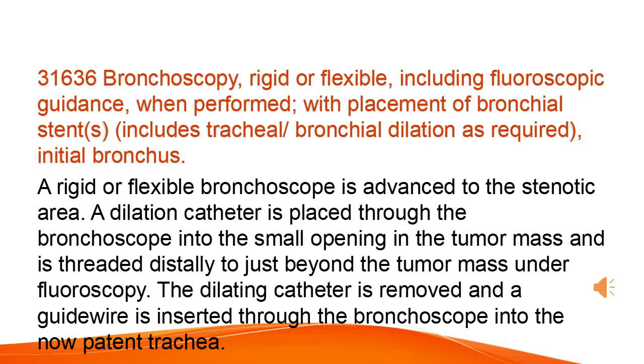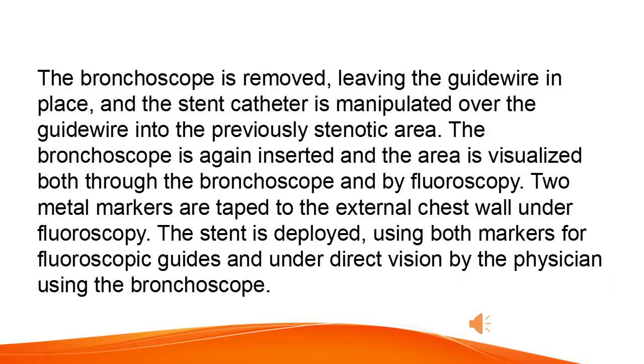The dilating catheter is removed and a guide wire is inserted through the bronchoscope into the now patent trachea. The bronchoscope is removed, leaving the guide wire in place, and the stent catheter is manipulated over the guide wire into the previously stenotic area.